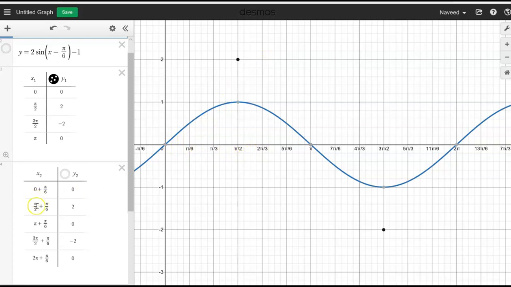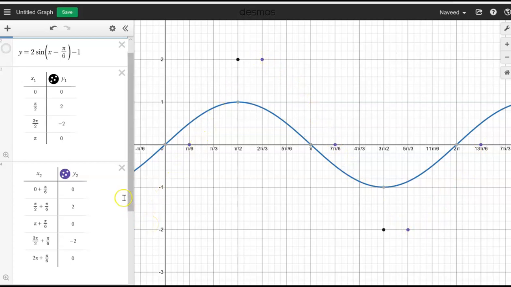So pi over 2 plus pi over 6 is 2 pi over 3. So it's going to be there. Okay? And pi plus pi over 6 will end up being 7 pi over 6. 3 pi over 2, which is right here, plus pi over 6 will give us 5 pi over 3. And of course, you go ahead with every other point. Now, if I click on that, notice what is happening. Every point has been shifted. Okay, so that's how you have to deal with this systematically. You're not going to graph it all at once. You're going to do it one step of a transformation at a time.